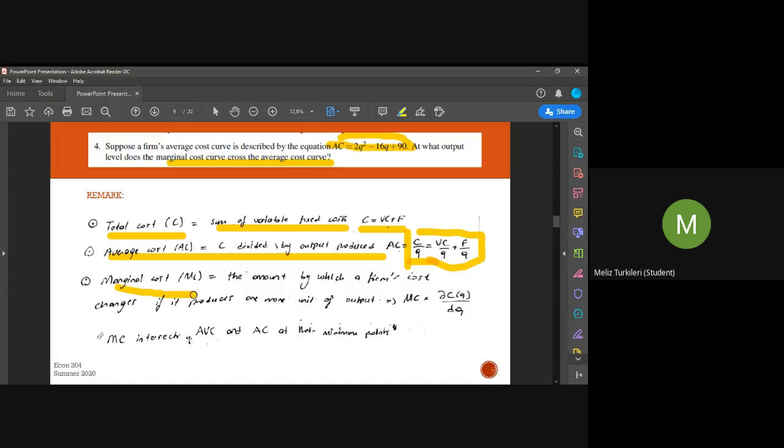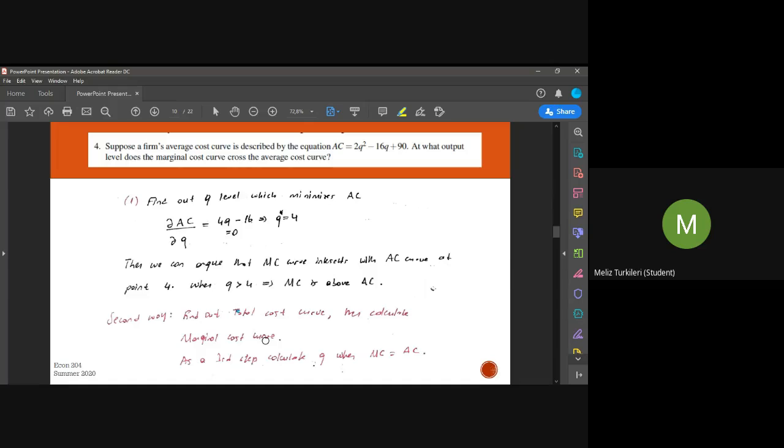And what about the marginal cost? This is the amount by which a firm's cost changes if it produces more units of output. So you can formalize marginal cost as the partial derivative of the cost function with respect to output quantity. And we know from our lessons that marginal cost intersects with average variable cost and average cost at their minimum points. So this is the simple remark. Let's use this information for our question.